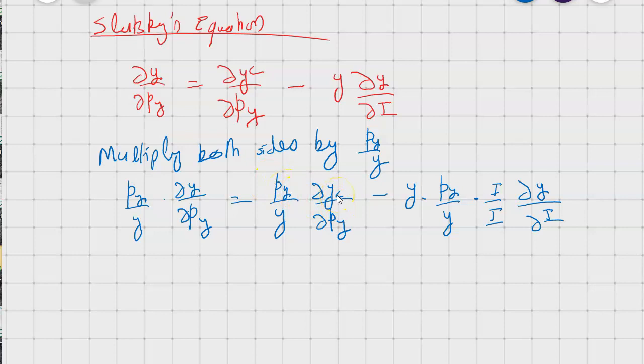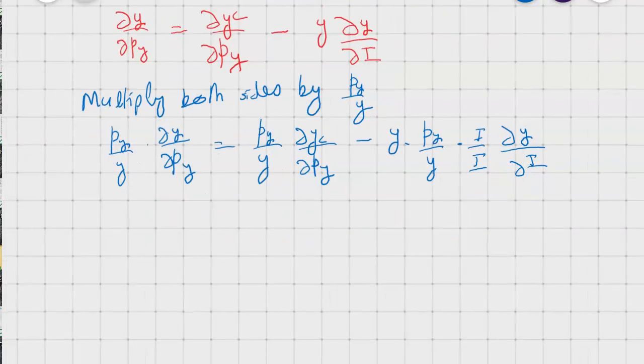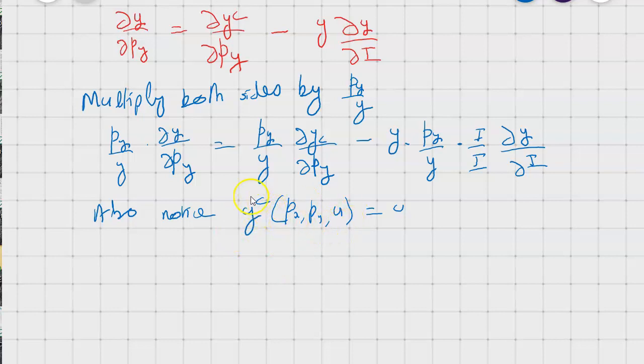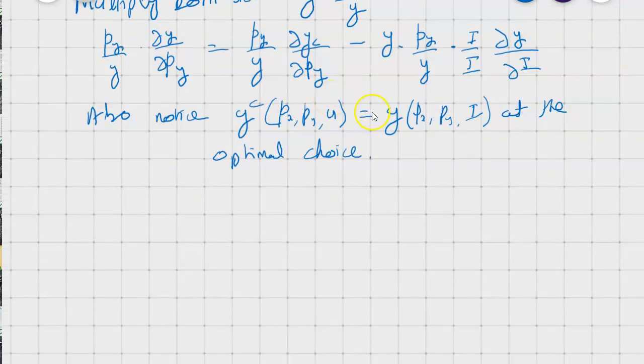Even though we are looking at the derivative of the compensated demand function with respect to price, we can make use of the result that we have seen before, that at the optimal solution, the compensated demand function, or the solution by this consumer to the expenditure minimization problem, is the same as the solution to the utility maximization problem. So the Hicksian and the Marshallian demand functions at the optimal are identical. And this is an important result, and we will make use of this along with the definition of elasticity.